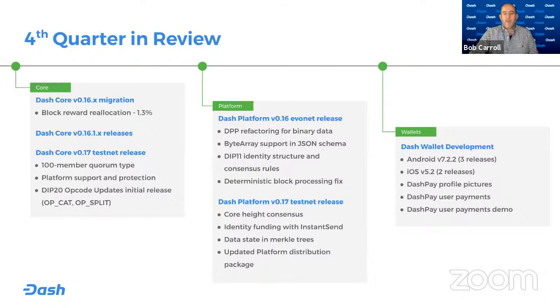So the big effort by the core devs was the development of a new quorum type and support for other Dash platform requirements, including some protections between layer 1 and layer 2. We also merged the changes associated with DIP 20 for additional opcodes, and I'll mention that on a subsequent slide. On platform, the platform team finished the year with 2 more releases in Q4, culminating in the release of V17, which is what we pushed to testnet.